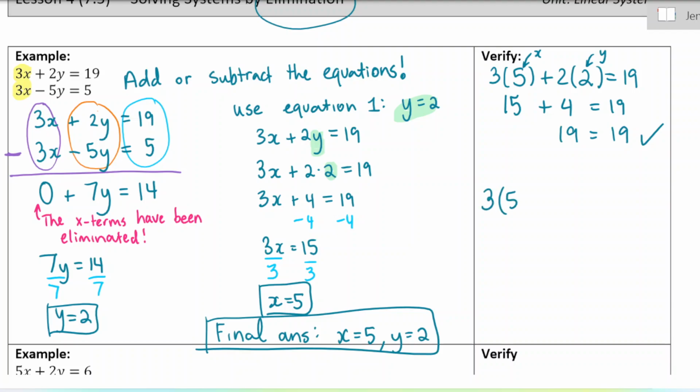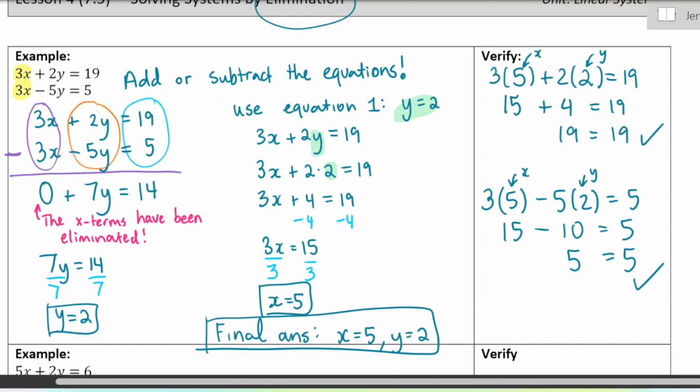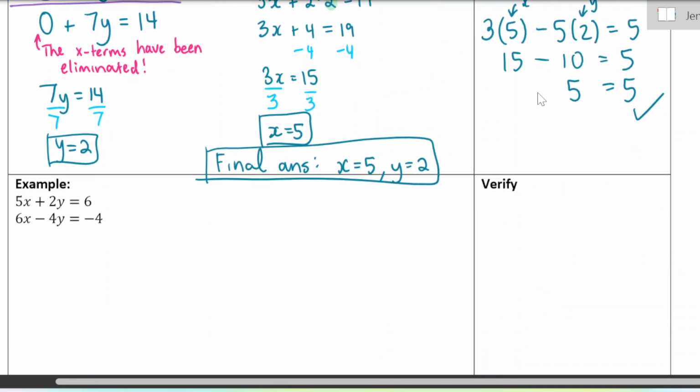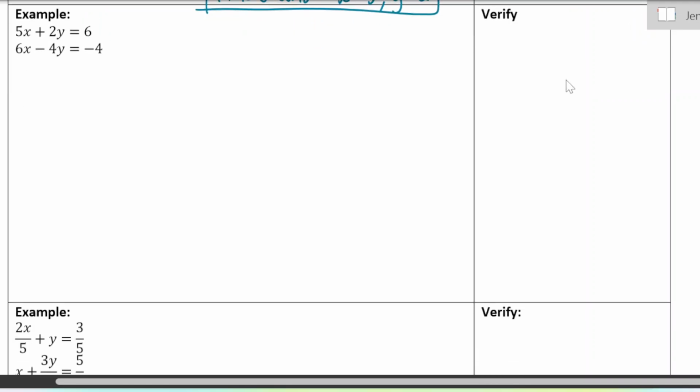Okay, 5 minus 5 times 2. So we replace the x and the y with what we think they're equal to. Then this would be 15 minus 10 equals 5. Yeah, that makes sense. 15 minus 10 is 5. Perfect. So we verified that those answers are correct. Once you've verified, you can be absolutely certain you have the right answer. So that's the nice thing about this chapter, is you can always see if you have the right answer or not and go back and fix your mistakes if you have any.